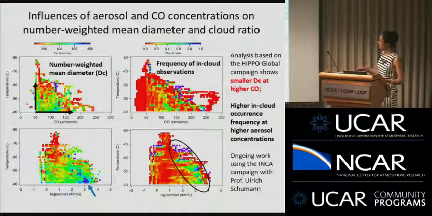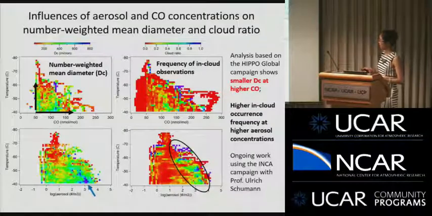As you go to lower temperature, in general, you have a smaller ice particle. And that makes sense because you're probably more likely to have homogeneous freezing. And as you go to higher CO concentration, there seems to be a signature of a decrease in ice particle size, also shown in the HAPO campaign. And this is not exactly captured in the aerosol concentration. In fact, there seems to be a slight increase right here.